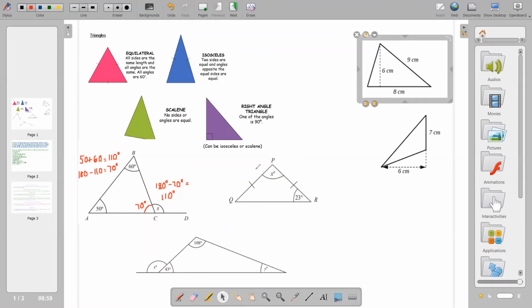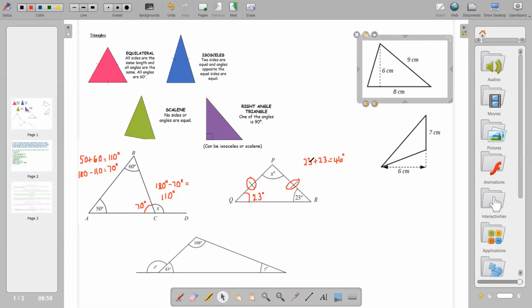Okay, we're going to come over to this triangle now. And this triangle here has these little lines here. These lines indicate that these lines here are equal. Therefore, I know that this is an isosceles triangle. If this is an isosceles triangle and this angle here is 23, this angle here must also be 23 degrees. Now that I have these two angles, I can calculate this angle here. So 23 plus 23 will give me 46.